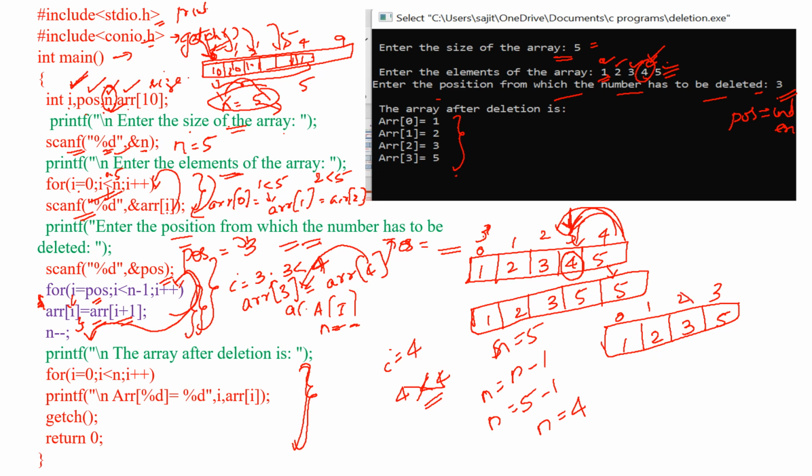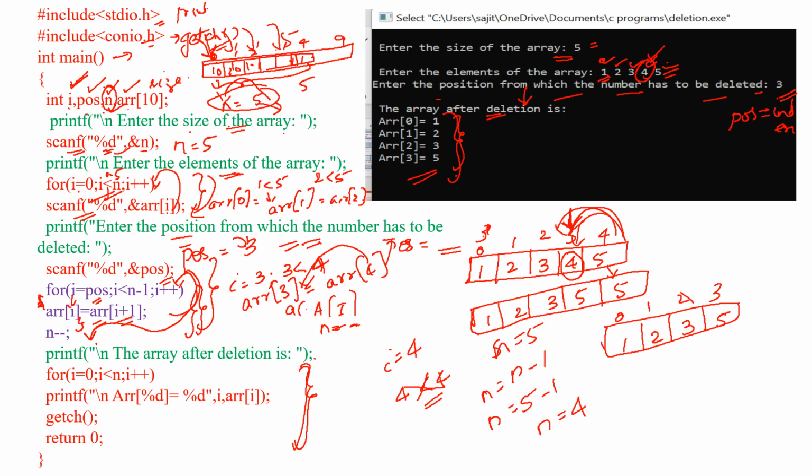Now you have to print it, right? You have to display, you have to see this in the output. For that, what will you be using? The printf, the array after deletion is, that is why you have written here \n. \n means the new line, then the array after deletion is. For that, one by one you have to print, right?